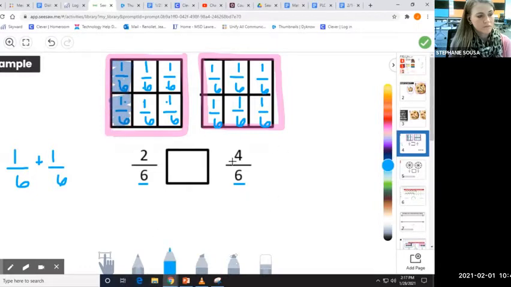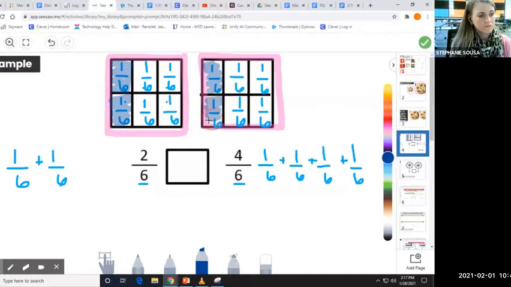On the right, we are asked to represent 4/6. That's the same thing as 1/6 plus 1/6 plus 1/6 plus 1/6. On the right model, I can shade in 1/6, 2/6, 3/6, 4/6. So today we're comparing these two fractions to see which is greater, which is less.